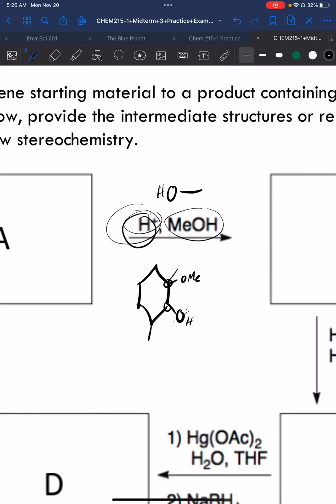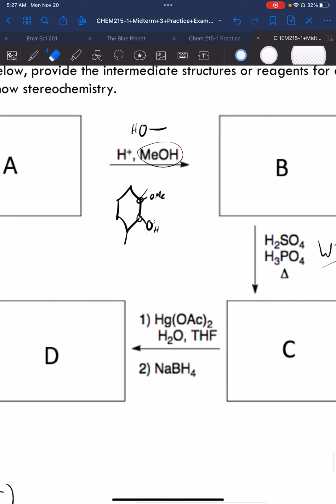This only occurs in acidic solutions. If this were basic or neutral, then the methoxide ion would end up on the less substituted and the hydroxide on the more substituted. Why exactly? I don't know, but that's the way it is, right?